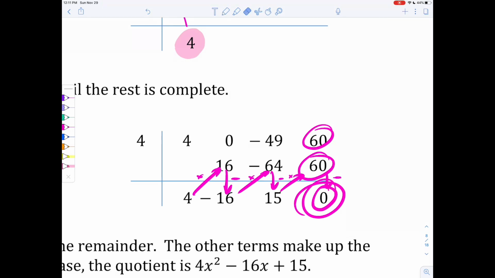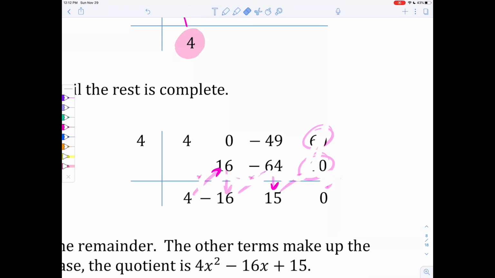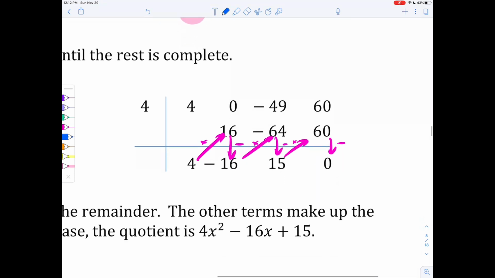In this case, it's a 0 at the very end, which actually tells us there's a 0 remainder. But what does all this mean as we look at it? What do these 4, negative 16, and 15 represent? In the end, this last term here, the 0, will be our remainder. This term here will be how many 1s we have. And this next one over, where the negative 16 is, will be how many x's.